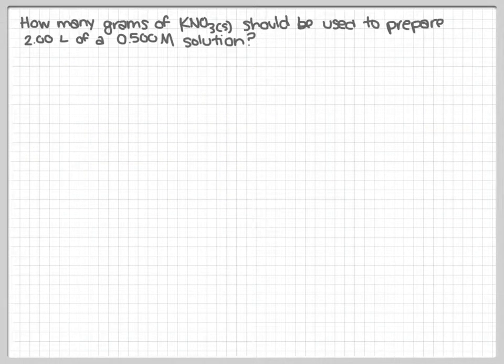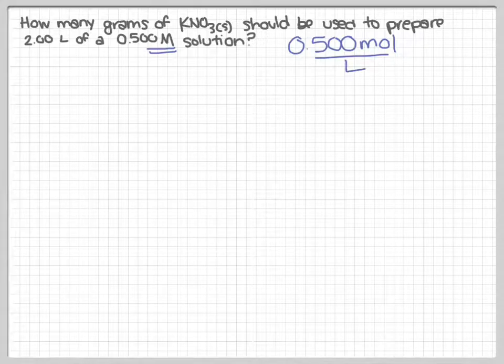Next question. How many grams of potassium nitrate, KNO3, should be used to prepare 2 liters of a 0.5 molar solution? So molar is another way of representing amount concentration, and what it really means is 0.500 moles per liter. Again, this concentration is great to use as a conversion factor. That's moles per 1 liter.